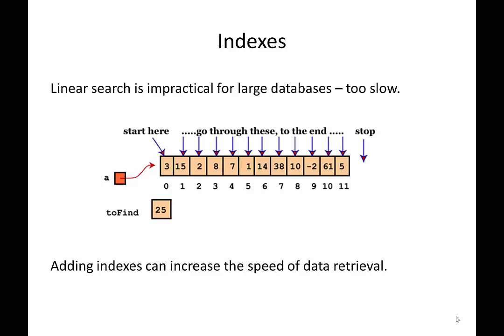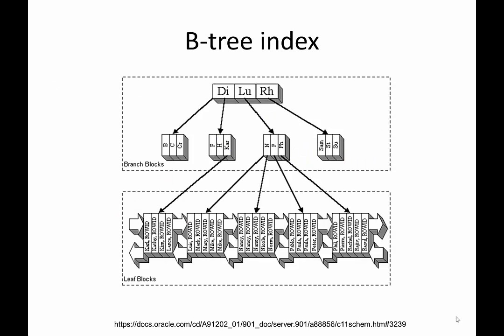So we've got an index here. We want to find the number 25, so what do we do? Well, the simplest thing is to do a linear search through the rows in our table. We start here, go through each value, and try to find the value that we're looking for. The larger your database is, the slower the linear search becomes. It's not an efficient way to search large databases. And adding indexes are simply ways of speeding up the extraction of data from the system.